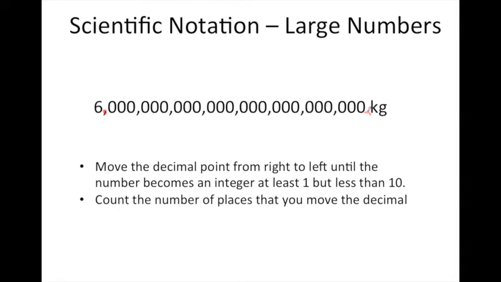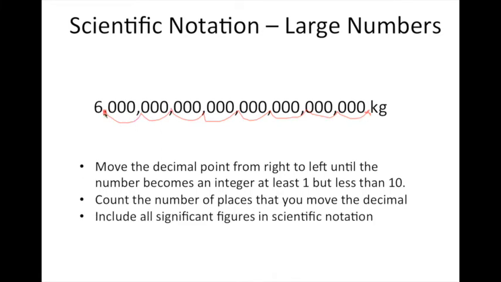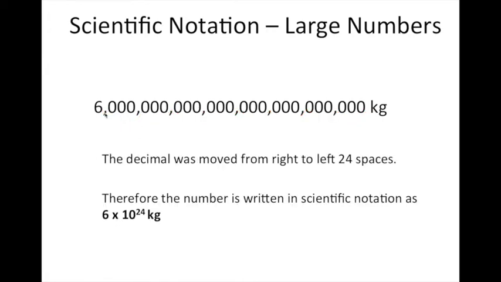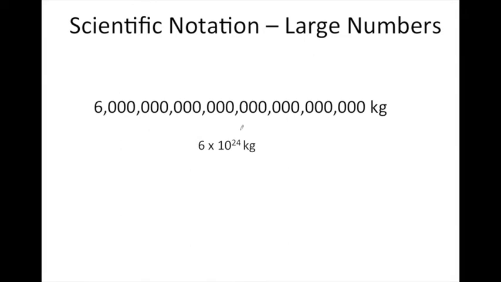I'm going to count by 3's to save time here. We've moved the decimal point 3, 6, 9, 12, 15, 18, 21, 24 spaces to get there. And we include all our non-zero numbers. And so this number, since we moved it 24 spaces, we would write 6 times 10 to the 24th kilograms. 6 times 10 to the 24th kilograms, again, is much easier to write than this big number, also much easier to put in our calculator.